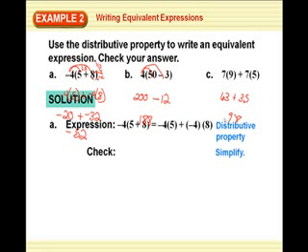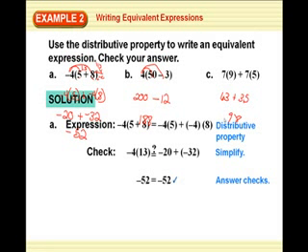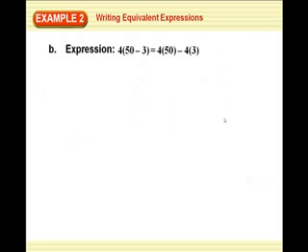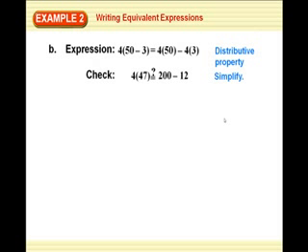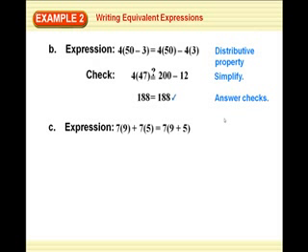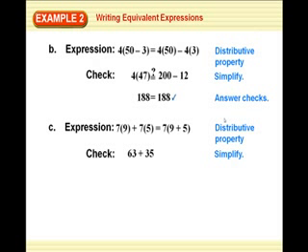Multiply it out like we did, and then check it. B, we got it, 188. Yep. C, and then 98. Is that what we got? I don't remember. All right.